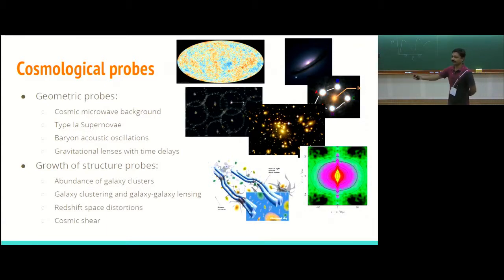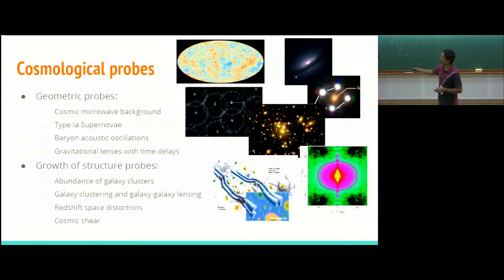You can measure the angular diameter distance, for example, to the last scattering surface using the cosmic microwave background. Then there are type 1a supernovae, which you can use to get luminosity distance measurements to galaxies in which they blow off, right? And you can get spectroscopic observations of these galaxies to then determine the luminosity distance and the redshift relation. Then there are things called baryon acoustic oscillations.